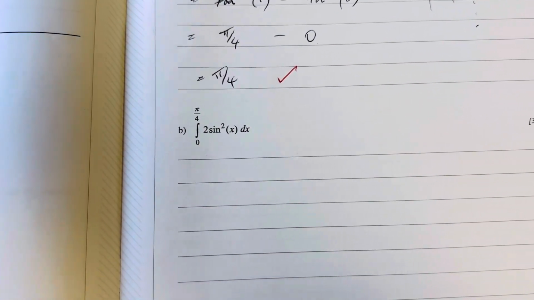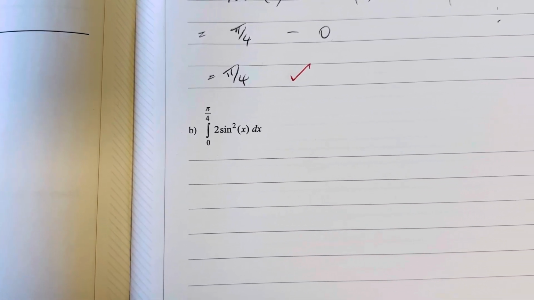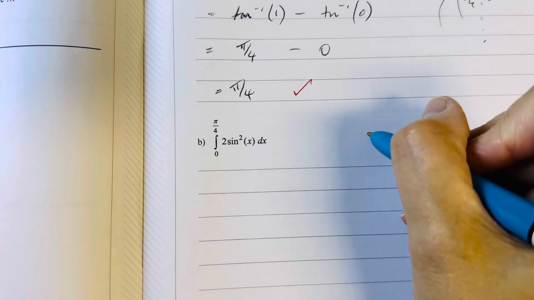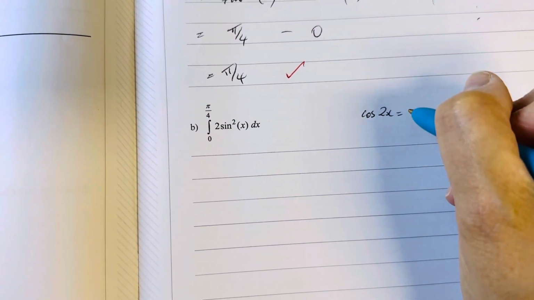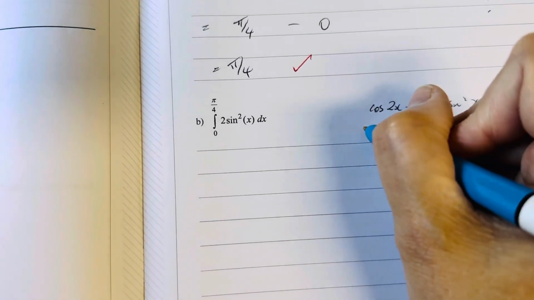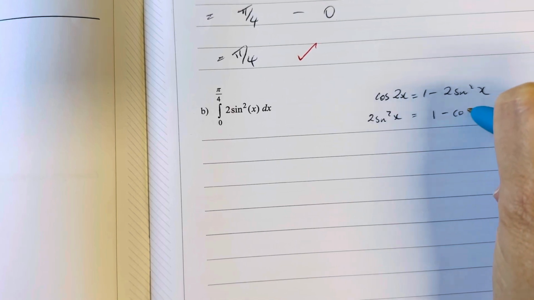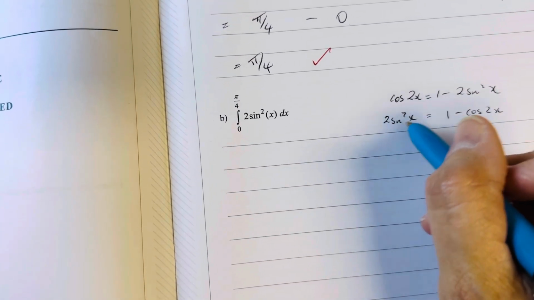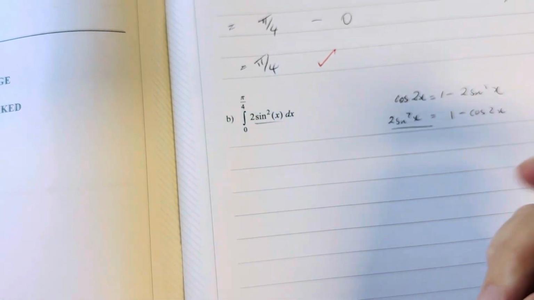Question 2 is the integral from 0 to pi on 4 of 2 sine squared x. So we need to remember to use our double angle rules. Cos 2x is 1 take 2 sine squared x. So 2 sine squared x is equal to 1 take cos 2x. I can do a straight substitution with that.